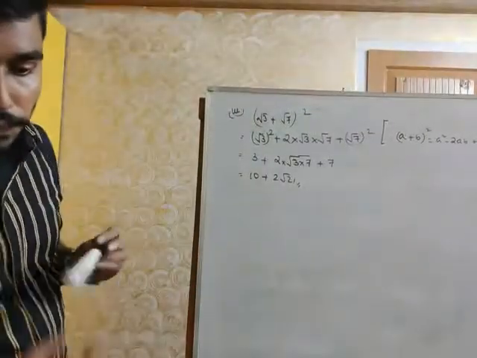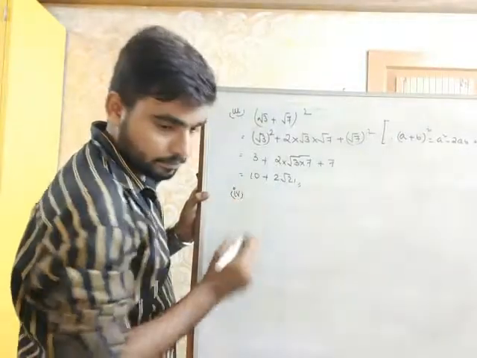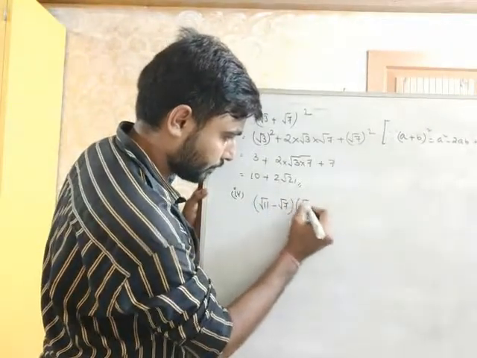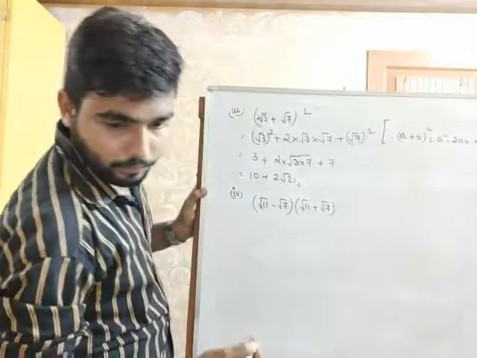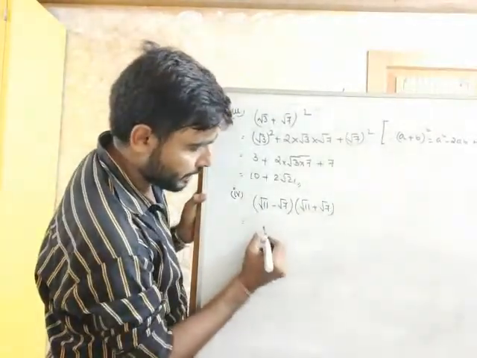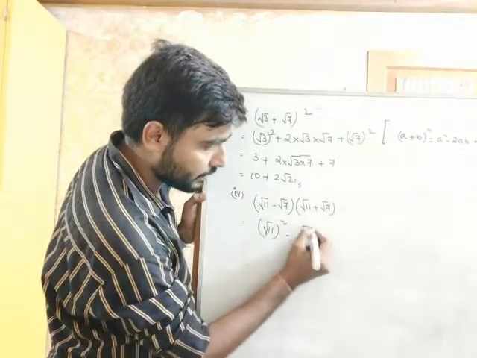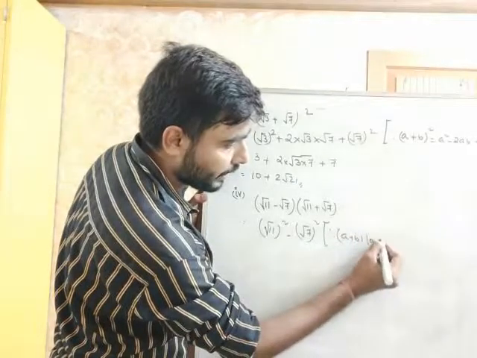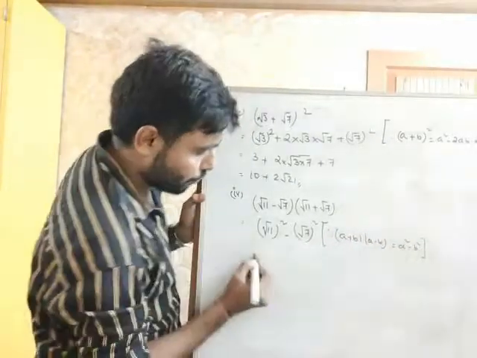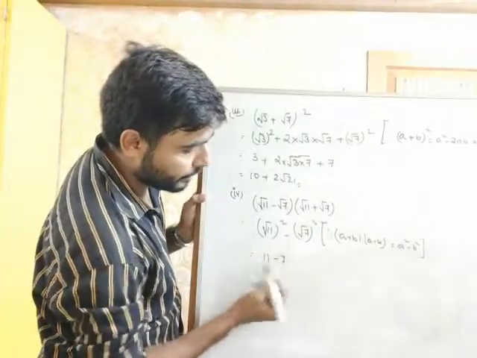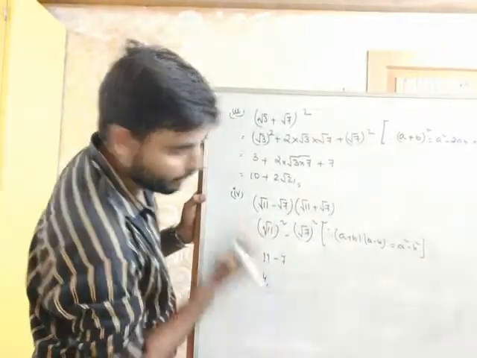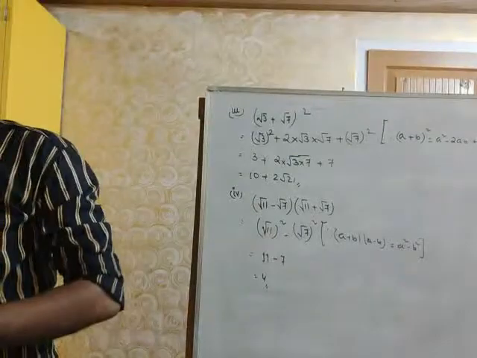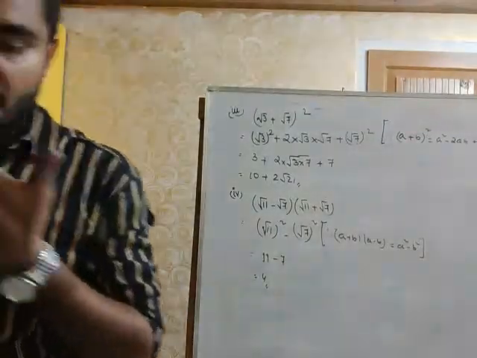Let's see number 4 then. So a plus b into a minus b is a square minus b square. Reason is since a plus b into a minus b is equal to a square minus b square. So root over 11 square is 11 and root over 7 square is 7. 11 minus 7 is equal to 4. Okay. So this is all about example number 16. Now let's move to example number 17.